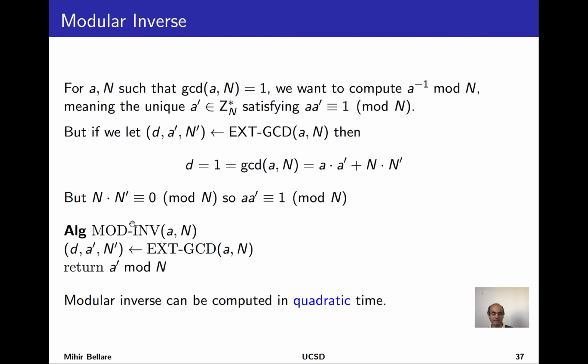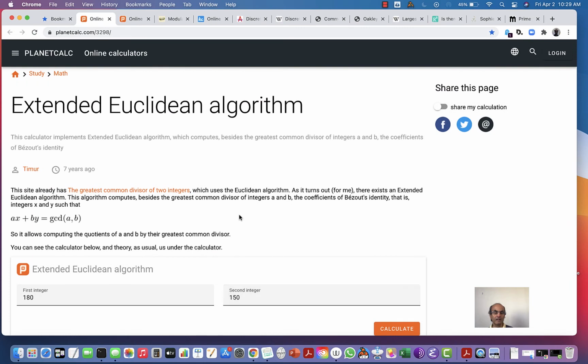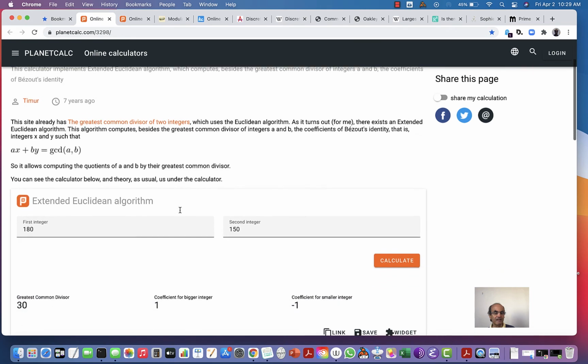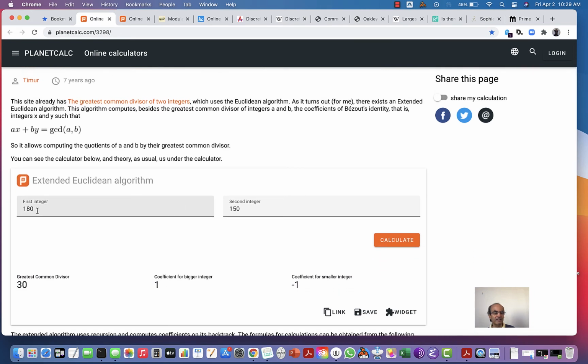So we encapsulate them now into an algorithm. The modular inverse algorithm takes A and n, runs extended GCD to get the GCD and weights. It doesn't need those two numbers. It just returns A prime modulo n to put it in the right range. In particular, since extended GCD is quadratic time, so is modular inverse. Now, if you want to play around, there's calculators on the internet for all of these kinds of things. So you can take over here, you can take different integers and compute and see about the extended GCD.